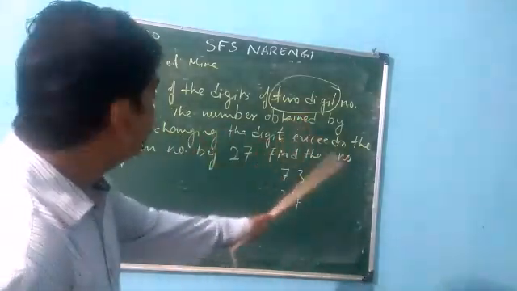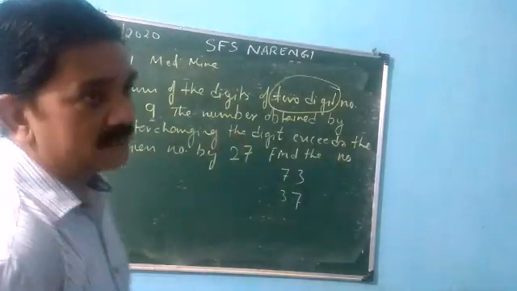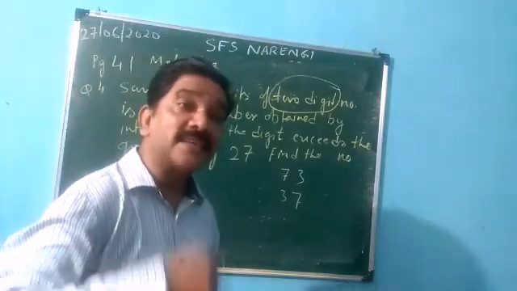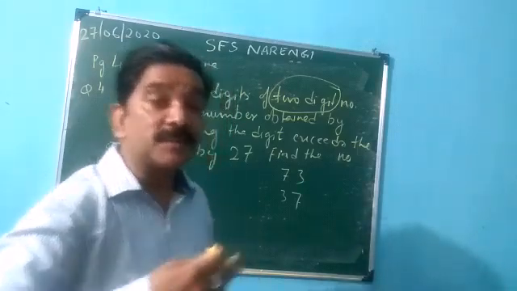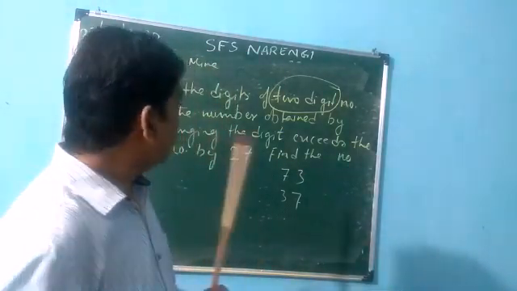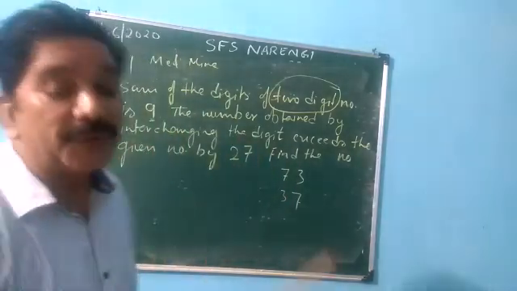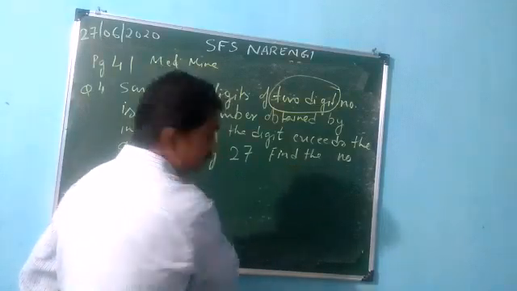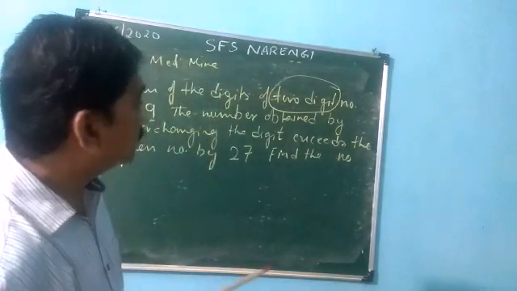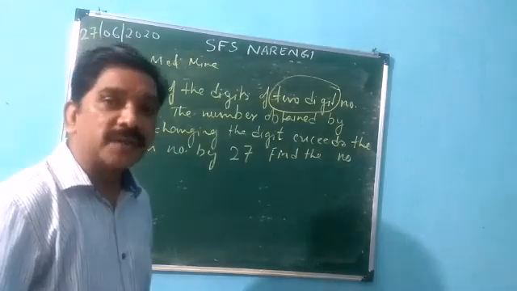Interchanging the digits exceeds the given number by 27. Exceeds the given number by 27 means it becomes more than the given number by 27. So let us start the solution. How to get the solution?